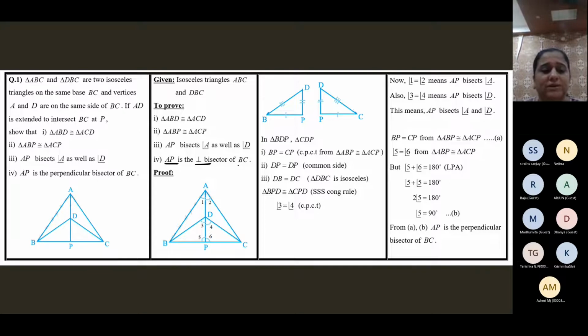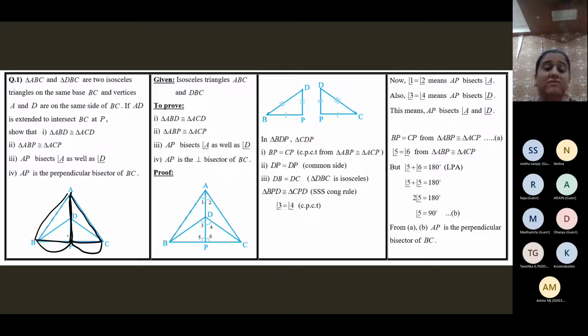AP is perpendicular to BC. See here, AP, BC, perpendicular. So you'll have to prove that this angle is 90 degrees. AP bisects BC. BC is bisected by AP. AP bisects what? BC. BC is bisected. So you should prove that BP is equal to CP. BP is equal to CP, we already know because we proved that this triangle is congruent to this triangle.